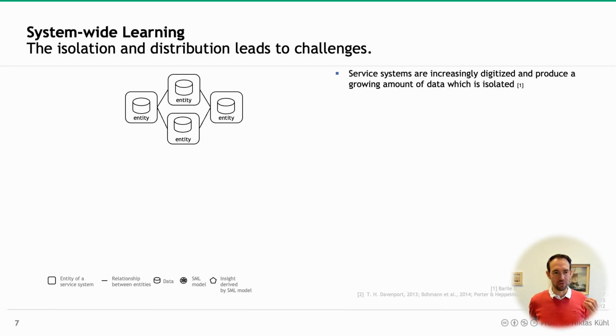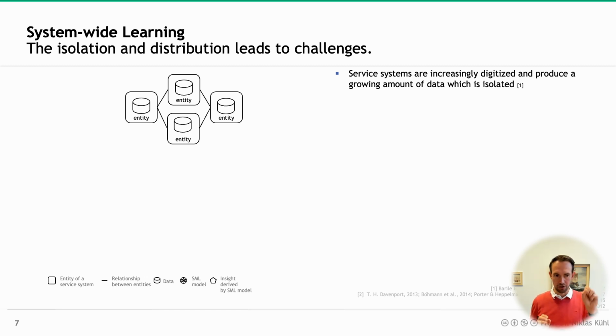Now, we know that these service systems are increasingly digitized and they produce a growing amount of data. What we have to assume, though, is that this data is digitized in the first place, so that we have systems in place that capture data of the processes, of the production plant, and processes capturing financial data. So we assume that the data is there, but we also assume that it's isolated.